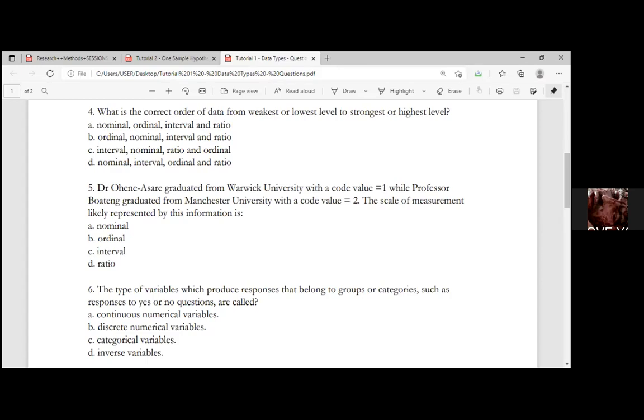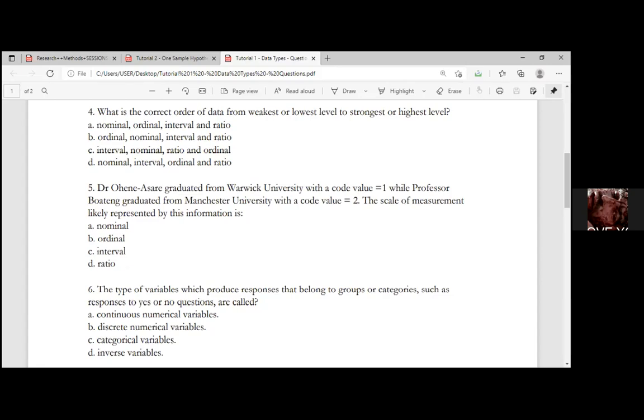Interval is ahead of what? Ordinal. Because interval looks at what? Numbers that can also be ordered. And ratio is the highest. So ratio is also numbers that can also be ordered, because when we take 4 and we take 5, 5 is greater than 4, so it can be ordered, and that is under numerical. So the lowest is nominal, and the highest is what? Ratio. Take note of that. Any other question?